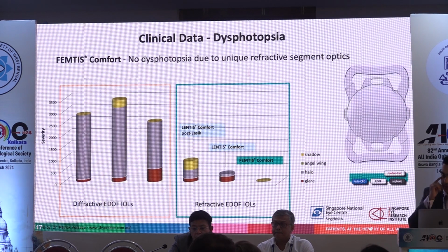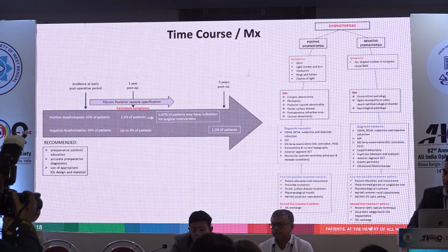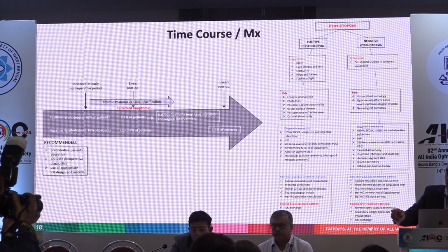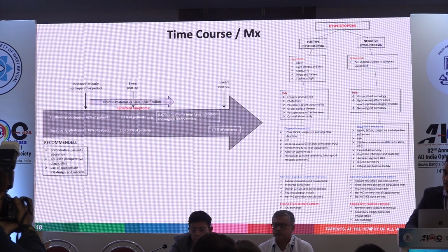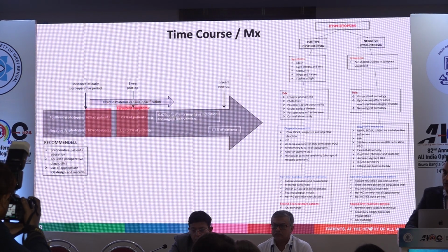This lens comes in different formats, and this is the one that I use. I use the Femtis Comfort, a refractive lens itself, so they will get distance and intermediate. I often do a mismatch between the 2 lenses that will give them distance and intermediate, and it affects the ELP position of the lens, which allows you to get very accurate outcomes. This is a very nice algorithm that was published, I think, at the end of last year, which shows you how to manage these patients with negative and positive dysphotopsia, and it gives you an idea of the timeline for these patients as well.